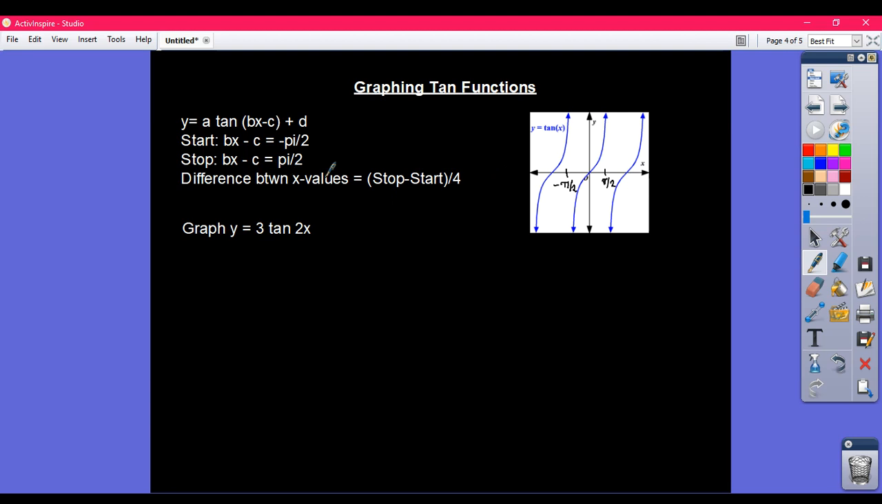And then notice that the difference between the x values is stop minus start over 4, and that's because one period will have 5 points. So they're broken up into 4 equal intervals, which is why you're dividing it by 4.